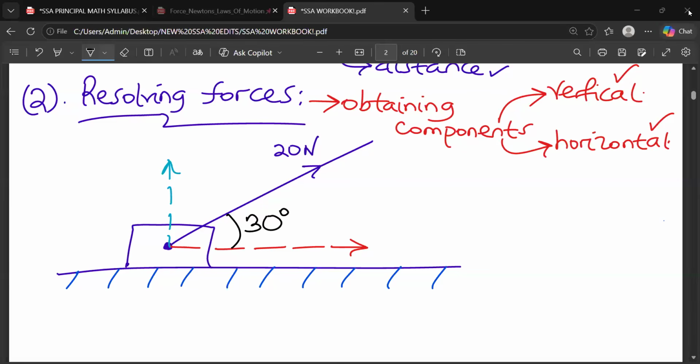Good afternoon, doctor and other guys. Please proceed. Vertical component and why? The vertical component is 20 cos 30 degrees. Why cos, not sine? Because we are compressing the angle. How are you compressing that angle?